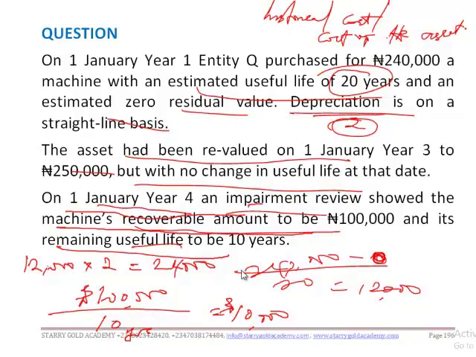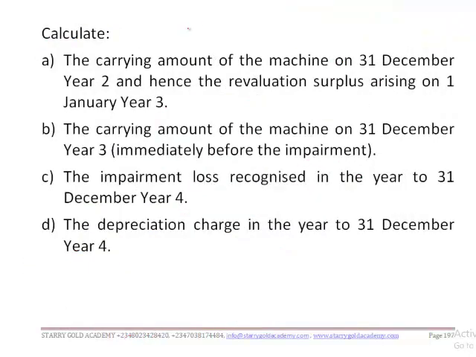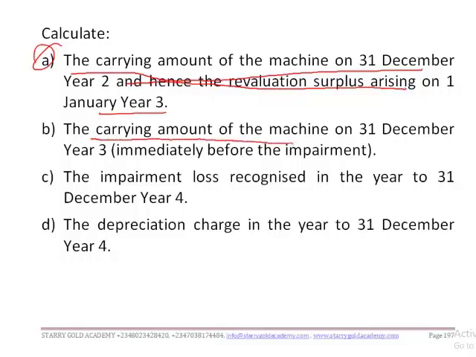Now let's check the requirements to know the mind of the examiner, to know what the examiner is asking us. First we are required to calculate the carrying amount of the machine on 31st December year 2 and the revaluation surplus arising on 1st January year 3. And also we are to calculate the carrying amount of the machine on 31st December year 3 immediately before the impairment.